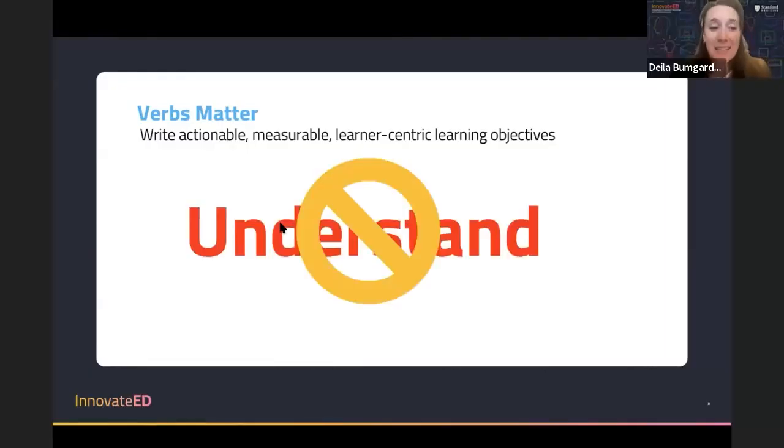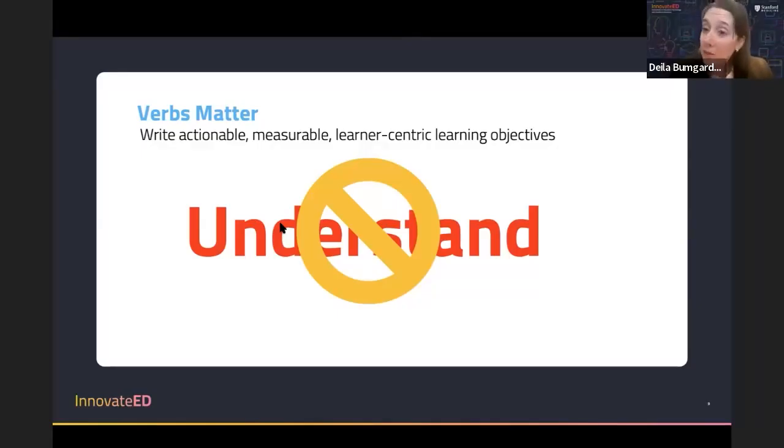Speaking of understand, it is not understand. Understand is not your go-to verb. I see it all the time in learning objectives. And the reason we don't like understand is because that's very difficult to measure, and it's also very difficult for a learner to gauge their own achievement in.